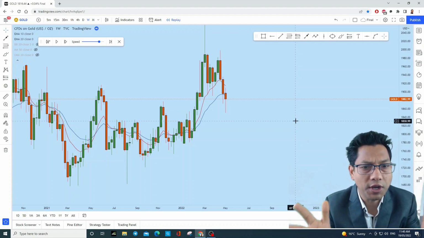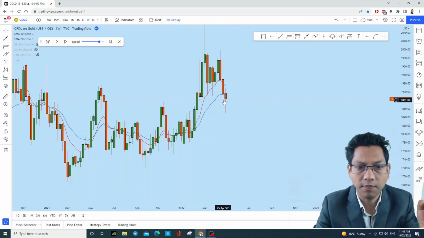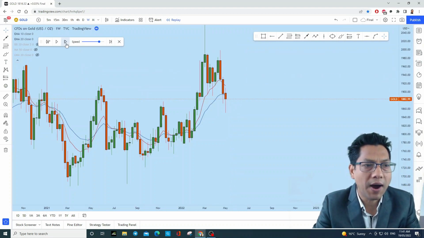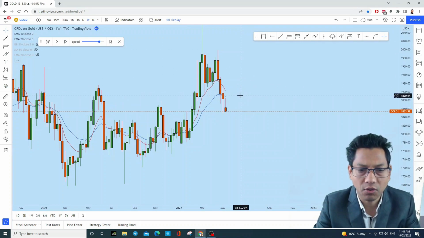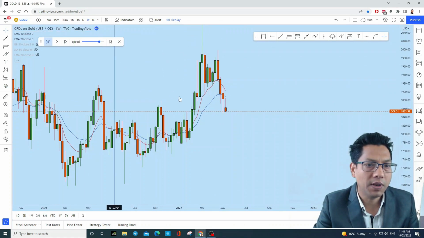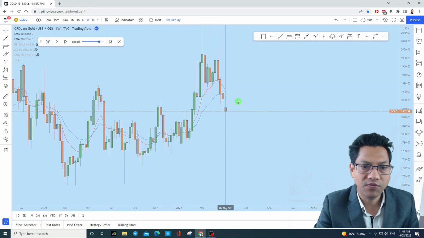Okay, so let's see this example on gold. You see, this is the weekly chart. This is also recent chart. The candle closed here on the weekly time frame. As soon as the next week market opened, you see there was a big gap opening. Okay, so let's first of all replay this completely and let's find out the gap.